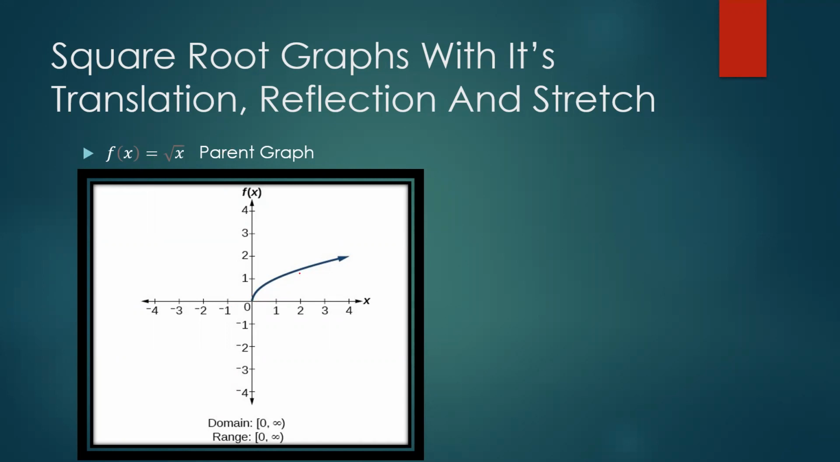As you can see, it starts at 0 and slowly starts to increase. The domain of the square root graph, just for the parent graph, is from bracket 0 to infinity. And the range of the square root graph is bracket 0 to infinity. And they do include it. So it would be wrong if you said the domain would be from 0 to infinity with a parenthesis, because the bracket means they include it. The same thing with the range. I do not know the reason why they use a bracket, but that's just how it is for square root graphs.